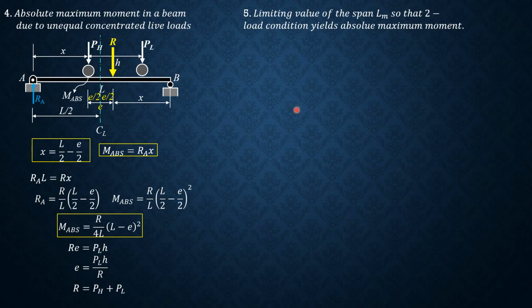Now we have the limiting value of the span L sub M, so that the two load condition yields the absolute maximum moment. So depending on the length of the span, there is a possibility that if the length of the beam is shorter than this limiting value L, the lighter load will be off span. When we arrange P_H and R, it will be off span, so that only the heavier load over the span, especially at the center, will give the maximum absolute moment. So let's derive this L sub M.